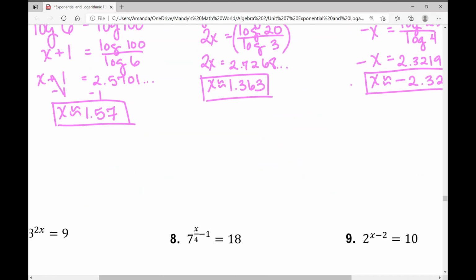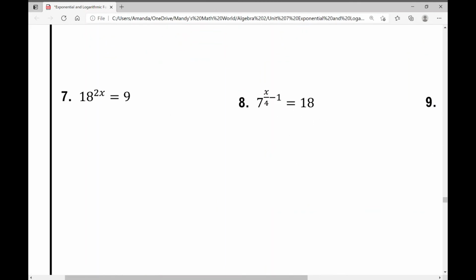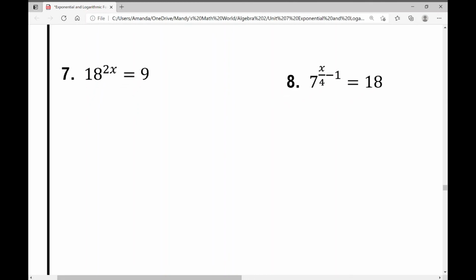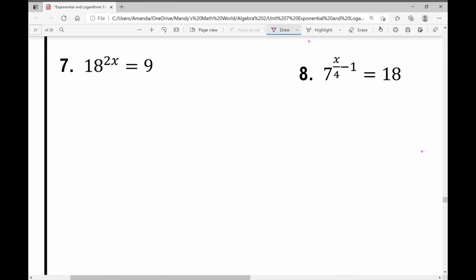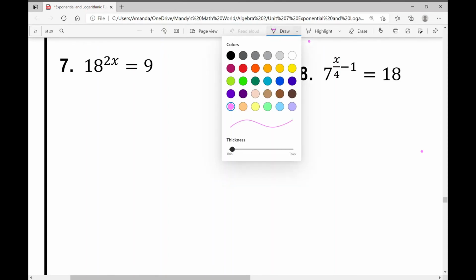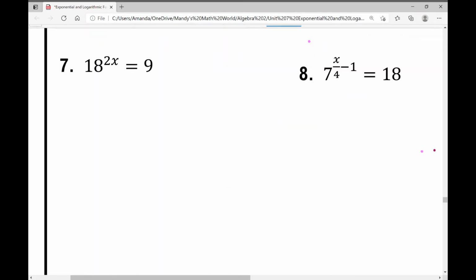And problem number 7 says 18 to the power of 2x equals 9. Now, a lot of students, when they see a problem like this, think, oh, I can create expressions with the same base, right? 18 and 9. 9 is a factor of 18. Well, no, you can't create expressions with the same base, okay? 3 squared is 9. 3 cubed is 27, right? 9 squared is 81, not 18. So you can't do that in this one.